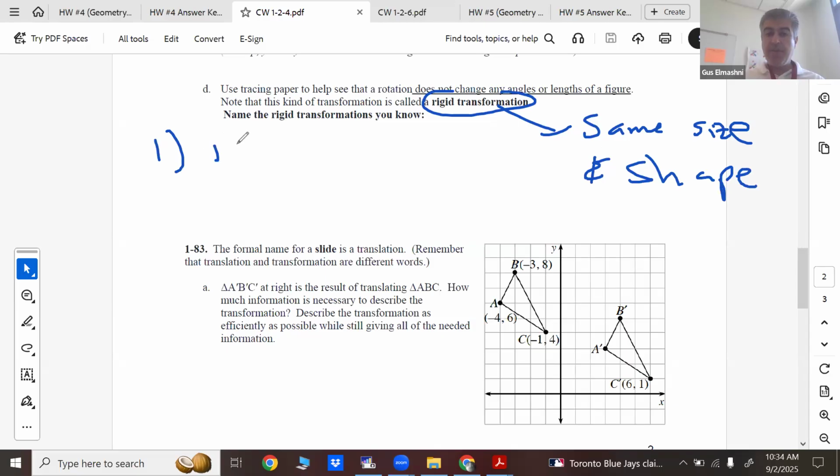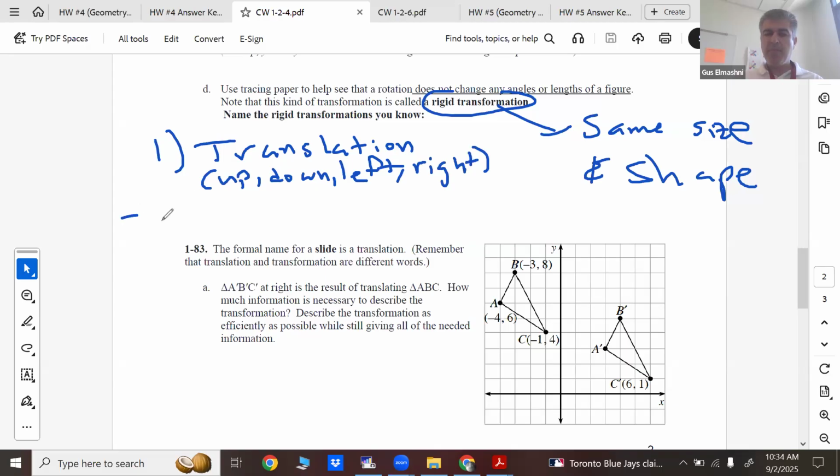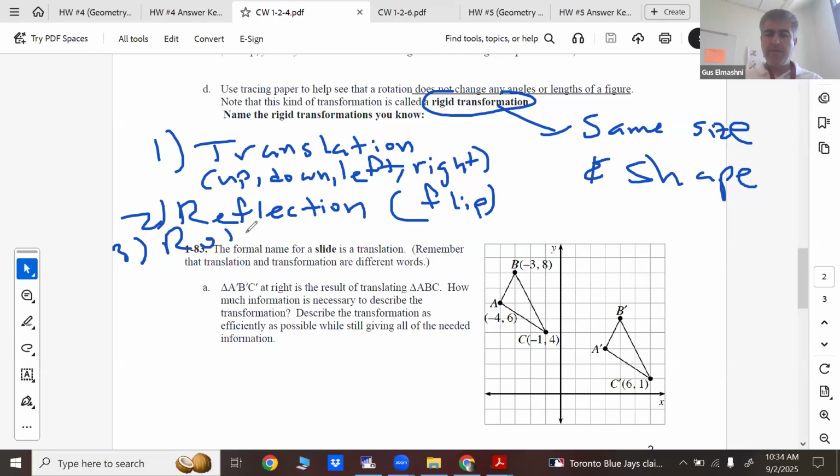We definitely know translation. If you move things left and right, does that change the shape? No, right? Move up and down, left, right, it doesn't matter. It's all the same. Reflection, you just flip it over, big deal. It doesn't change anything, just how it's pointing. Remember, a reflection is a flip. And lastly, rotation. So these are called rigid transformations.